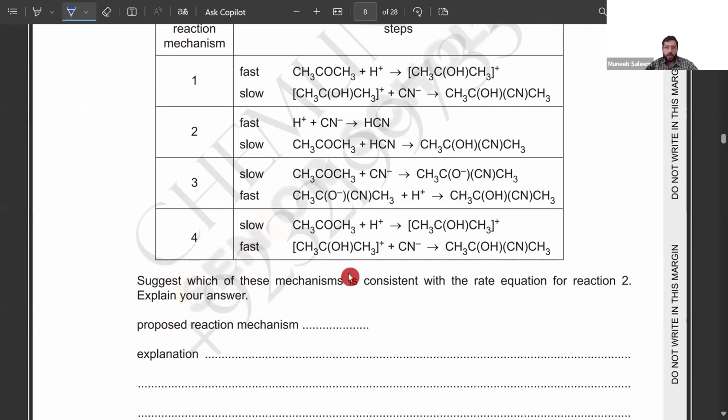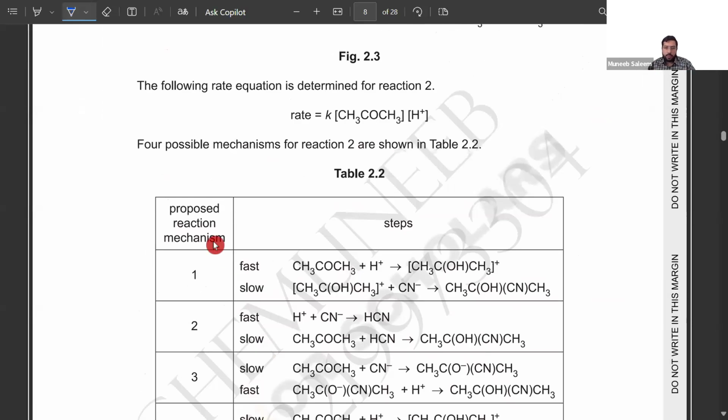Explain your answer. All right, now here we have to decide which one of these four given mechanisms is the right one. So basically, if you look at this rate equation, we have two species only, 1 and 2.